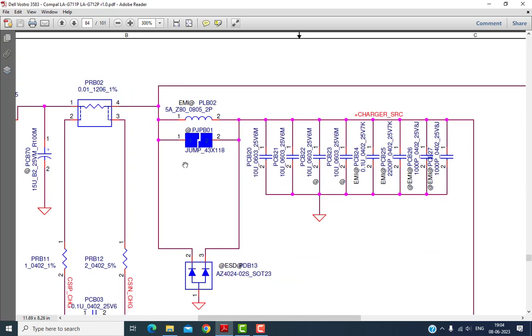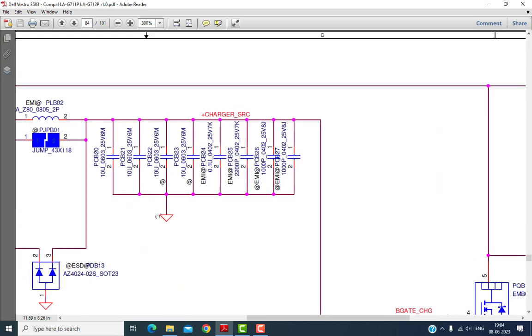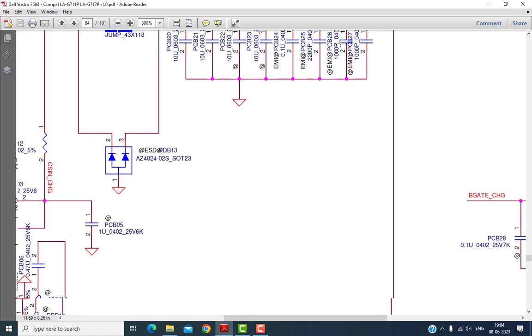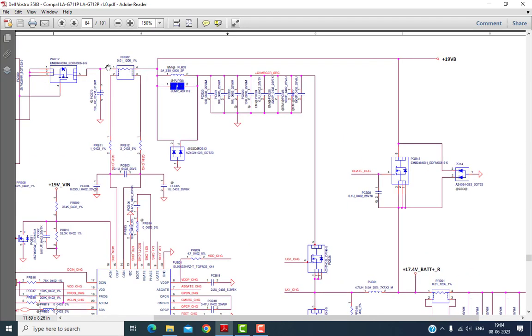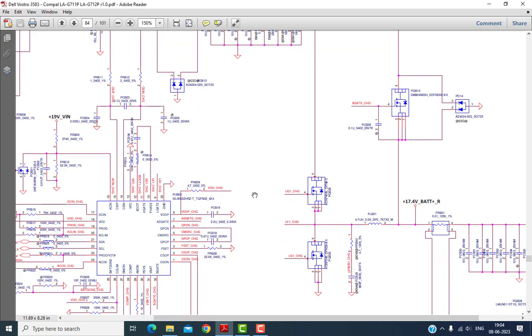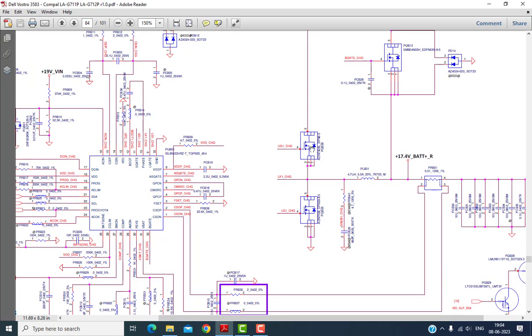The next thing is this 19 volt comes here, and this is my output circuit. From here this voltage is passed to the next circuit. This plus 19 volt VB is the system voltage, which enters the second circuit called the 3 volt and 5 volt section, and there are so many sections. This voltage is sent out to the different buck converters. Understood?